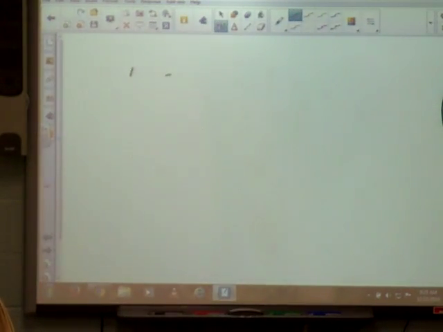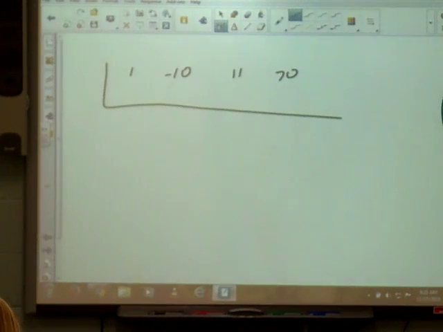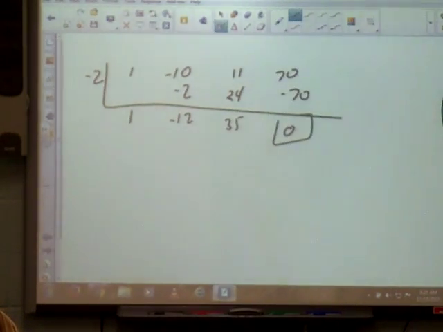1x cubed minus 10x squared, 11x, 70. And it's telling me x plus 2. So if it's x plus 2, that means it's a -2 that I'm putting out there, right? So 1 times -2 is -2. I add and get -12. I multiply and get 24. I add and get 35. I multiply and get -70. I add and get 0. So that proved that it's a factor because I got a 0 there.